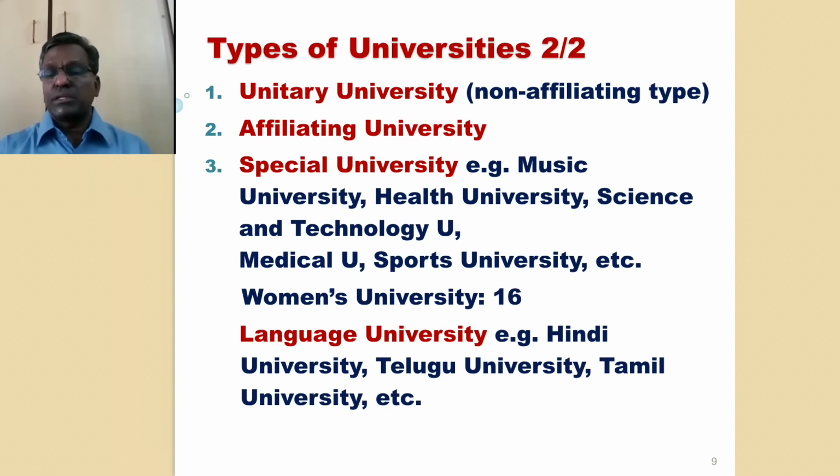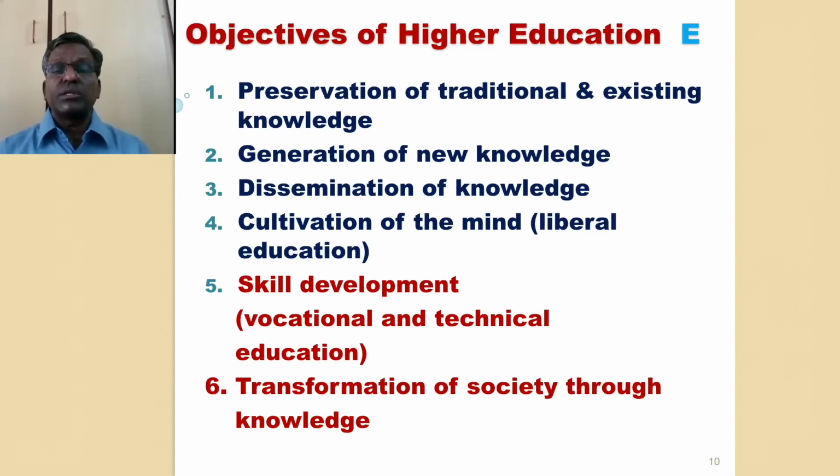And the last point in the first segment, I would like to talk about what are the aims and what are the objectives of higher education. In other words, what are colleges and universities supposed to do? Okay, so I would like to talk of 6 points. Now, the first point is when we talk of the objectives of higher education, a college or a university is supposed to preserve traditional and existing knowledge. I'll give you an example. I'll give you two examples.